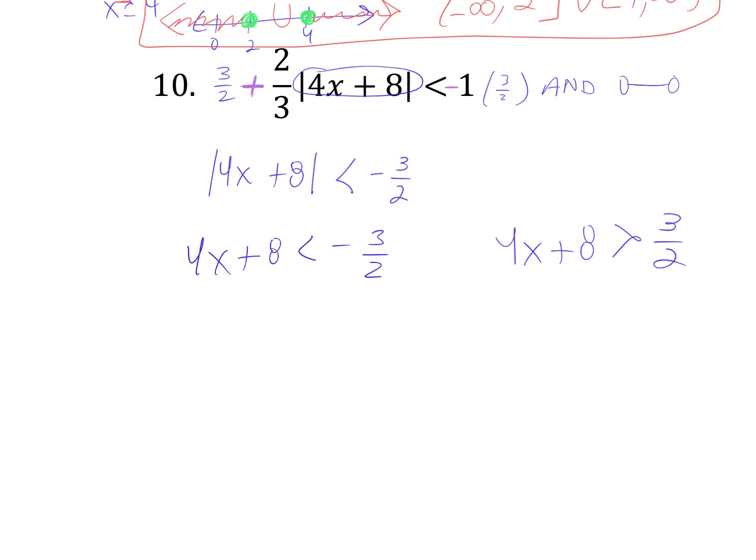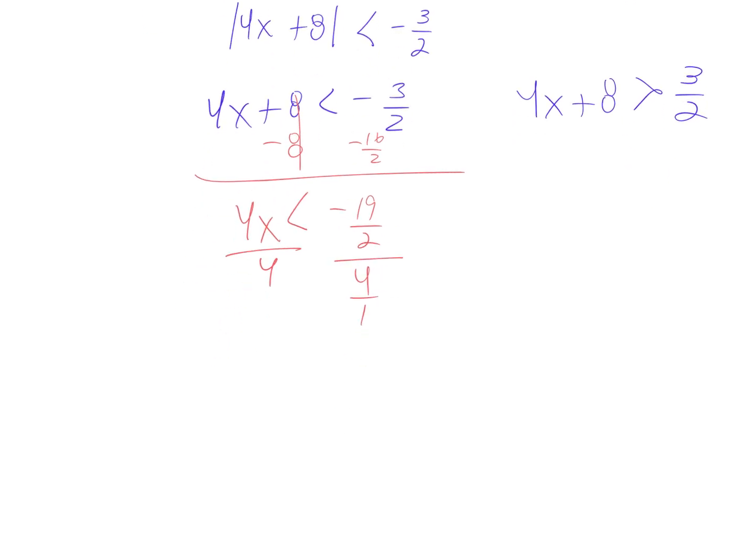I'm going to subtract 8 from both sides. What would I make 8 into if I had 2 as a denominator? 16 over 2. So this is minus 16 over 2. So 4x is less than negative 19 over 2. Now I have to divide by 4. Do you guys agree that I'm dividing by 4 over 1? So if we keep change flip, I have negative 19 over 2 times 1 over 4. I have x is less than negative 19 over 8.